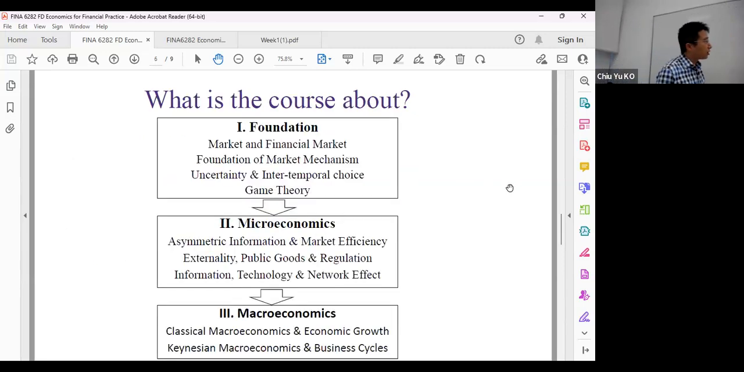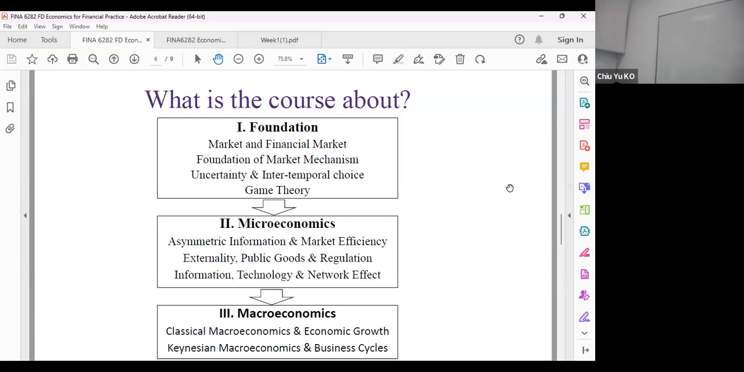Probably you ask what this class is about. It's a core class required for everyone. We will be a little bit ambitious: in the course syllabus, you will see the objective is to do micro and macro. We try to do it in three parts. In the first part, we will do a foundation. Probably today we'll cover the first topic, which is the market and financial market.